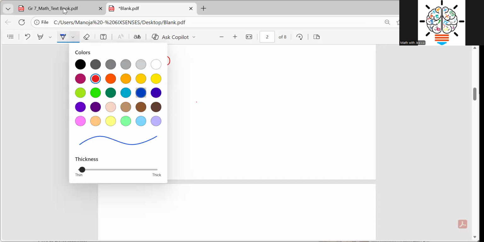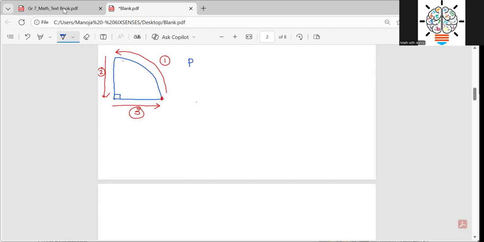How do you get the perimeter then? I want to add all the 3 paths together. Perimeter is equal to 1 plus 2 plus 3. You can draw the arrows like this and you can number them and add it like this.